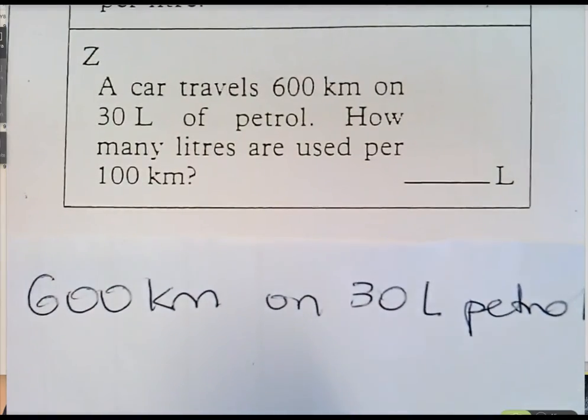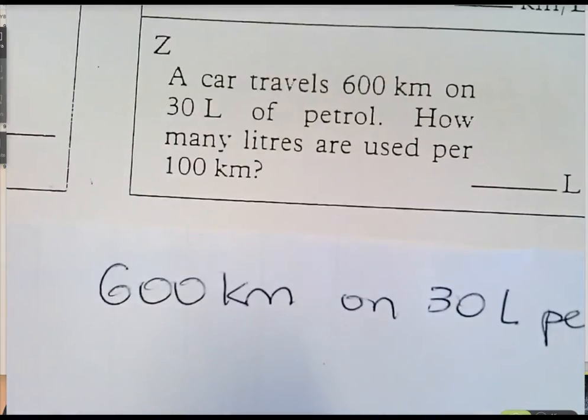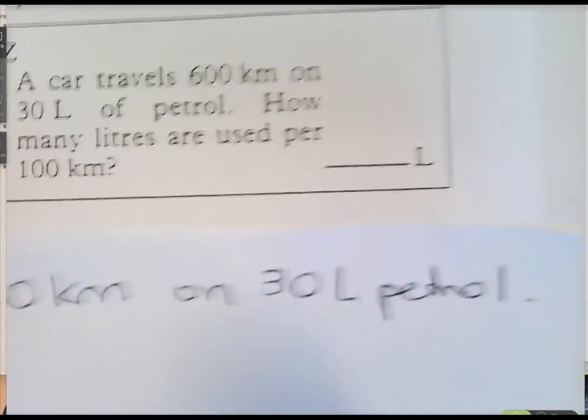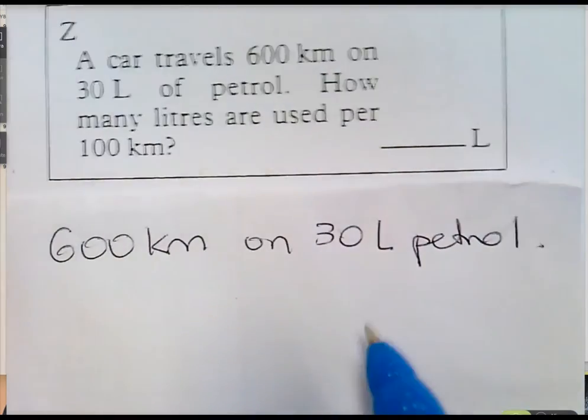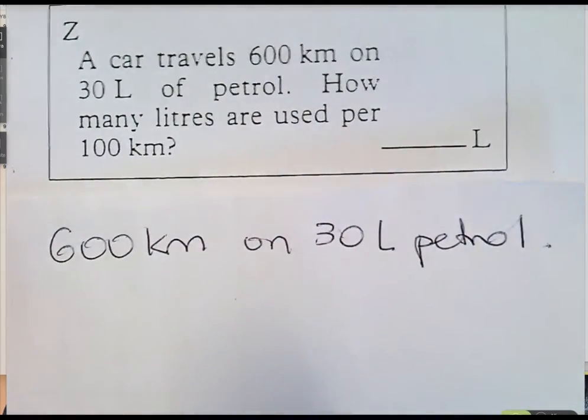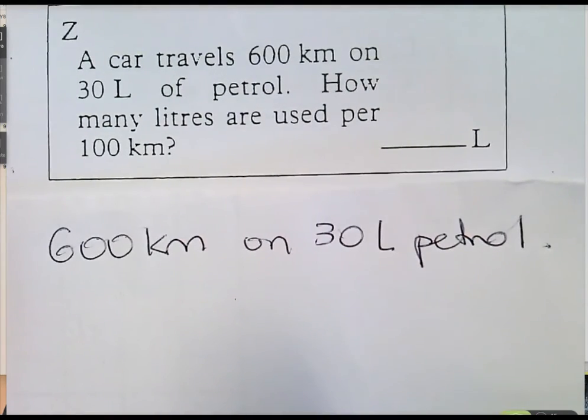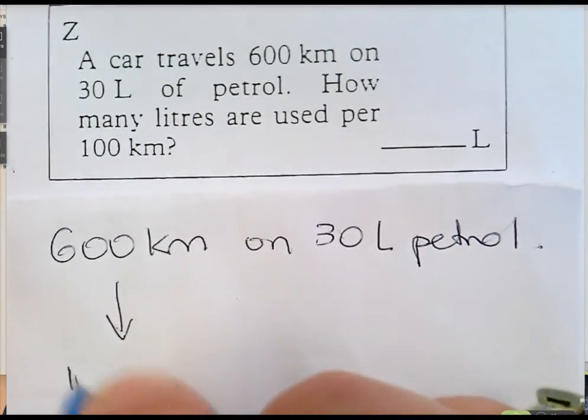So a car travels 600 kilometers on 30 litres of petrol. Do you know what that means, girls? In other words, you put only 30 litres of petrol in your petrol tank, and it can go 600 kilometres. These numbers aren't very realistic. But it says, how many litres would you use for 100 kilometres?